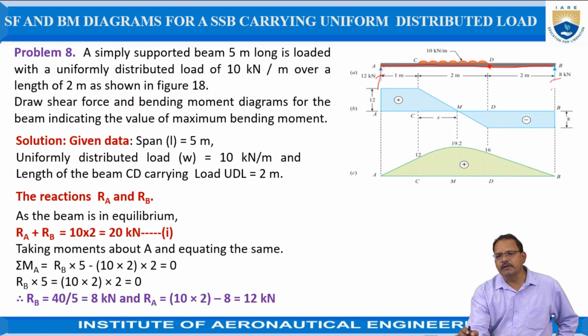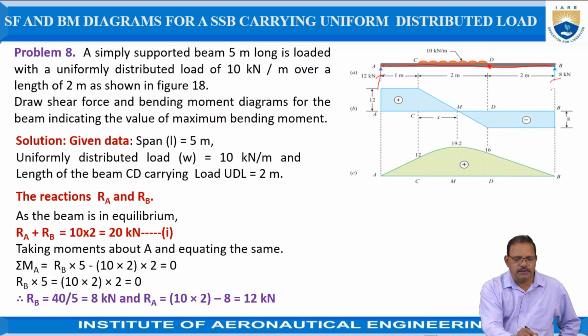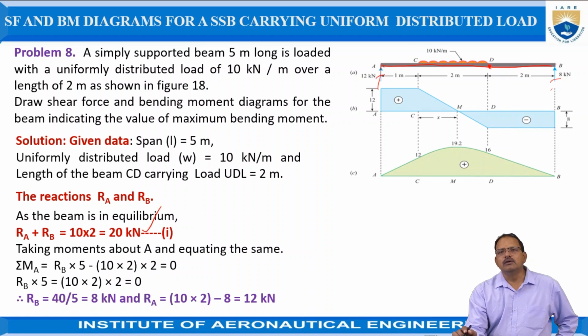So, RA plus RB is equal to the total load acting above. 10 kilonewton per meter is acting over a length of 2 meters. Hence, the total load acting over the beam is equal to 2 into 10, which is equal to 20 kilonewtons. Hence, RA plus RB is equal to 10 into 2, which is equal to 20 kilonewtons.